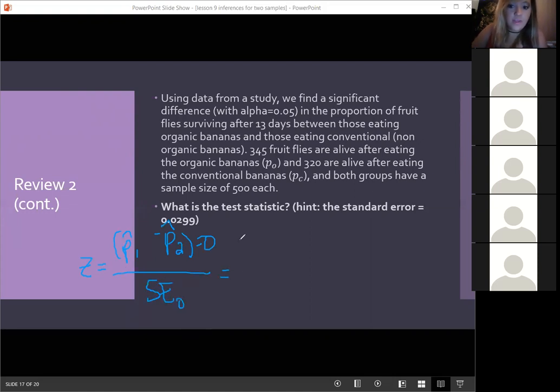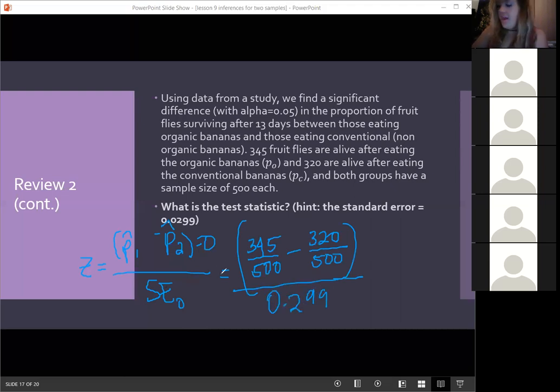So in this case, our p hat 1 is going to be 345 divided by 500, and then minus our 320 divided by 500, divided by our standard error, which is going to be 0.299, which I already gave you. And then if we go ahead and solve this out, we're going to get about 1.672. This is going to be our test statistic. Does that make sense how I wrote that out there?